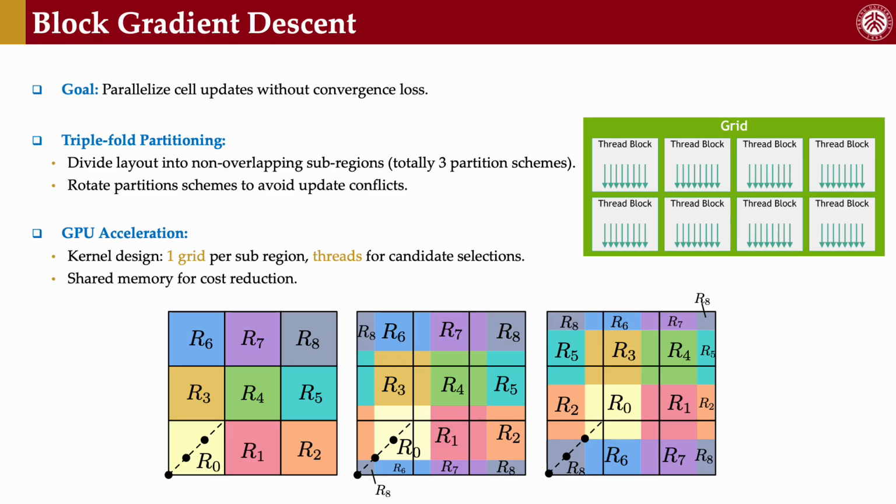For GPU acceleration, we design kernels with one grid per subregion and multiple threads for candidate selection. Each thread calculates the cost at a different candidate position, and the results are stored in shared memory for fast communication. We use parallel reduction to find the minimal cost position. This two-tiered parallelization strategy at block and thread level fully explores the GPU parallel computing power, making our algorithm highly efficient for large-scale designs.